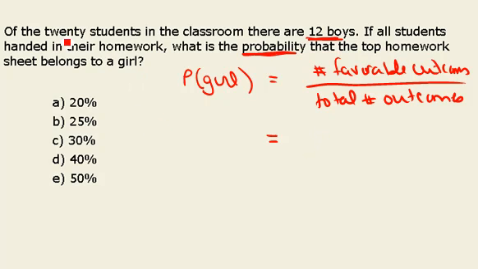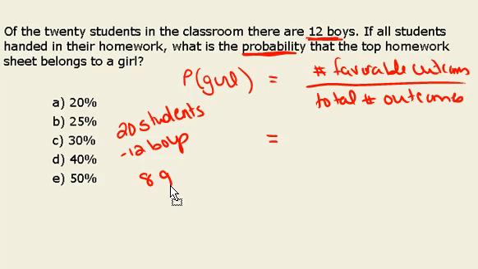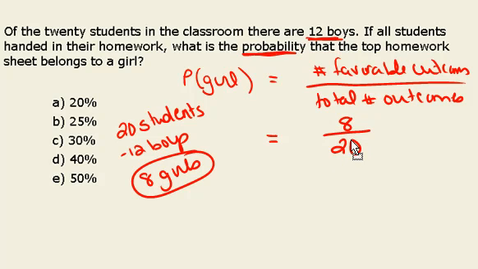Well, since there are 20 total students, and we know that there are 12 boys, that would leave 20 minus 12, or 8 girls. Therefore, the number of favorable outcomes is 8 out of the total number of outcomes, or the total number of homework sheets they would have, which is 20. Therefore, 8 divided by 20, or 8/20ths, would be our probability.